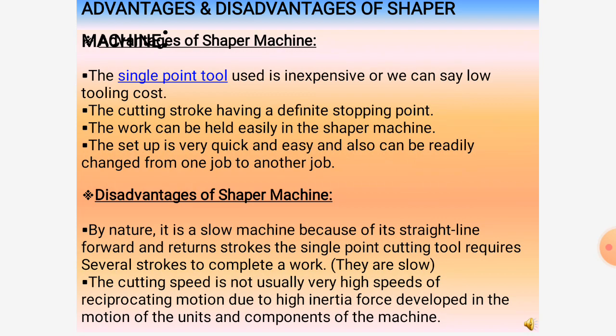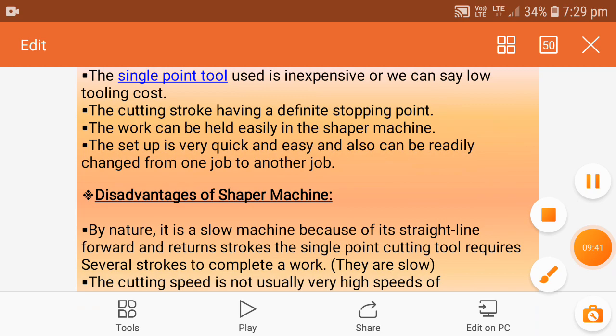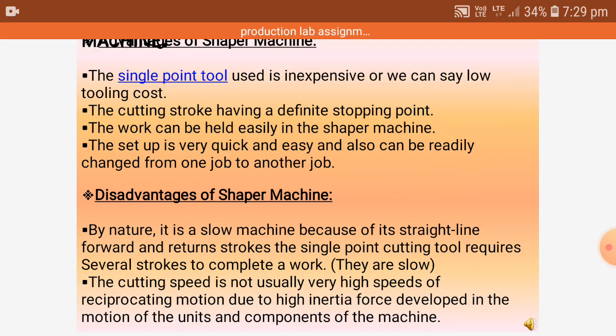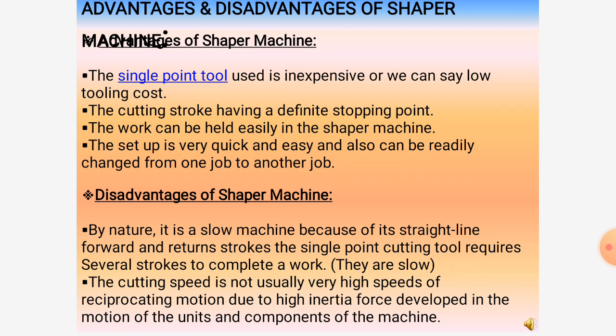Advantages of a shaper machine are: the single point tool used is inexpensive, or we can say low tooling cost. Second, the cutting stroke has a definite stopping point. The work can be held easily in the shaper machine. The setup is very quick and easy and can be readily changed from one job to another.